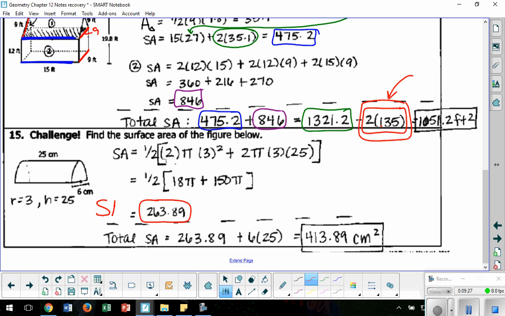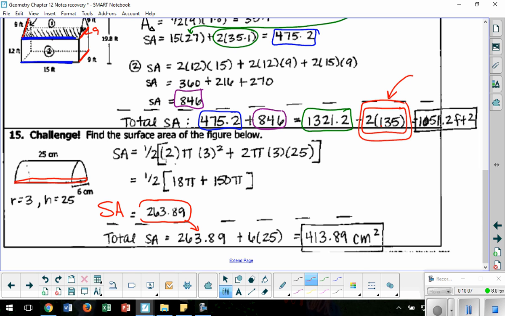So surface area of the cylinder. Okay? So that's half the cylinder. And then 6 times the 25 is the rectangle that's on the bottom, down there. Okay? It's on the bottom down there. Questions?